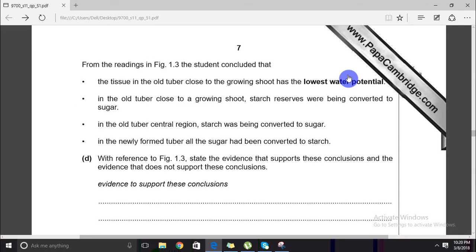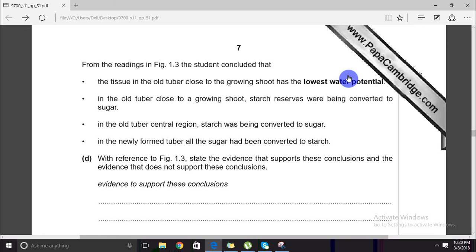In the old tuber, close to a growing shoot, starch reserves were being converted to sugar. Well, if starch reserves were being converted to sugar, then the water potential should indeed have fallen, because sugar is soluble and therefore affects osmotic potential, whereas starch does not, being insoluble and all. So this is something he or she may hypothesize, but conclusion is a strong word here.